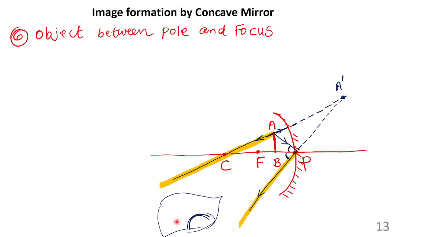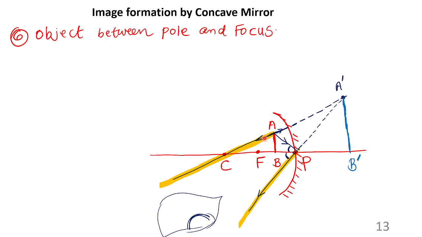But if I watch from this side, I feel that these rays are coming from A dash. So I think that there is an image here. But if I keep a wide screen, this A dash, the image will not be available on the wide screen. So I think that the image of the top of the candle is here. If you keep a vertical object, the image will also be vertical. So A dash B dash will be the image.